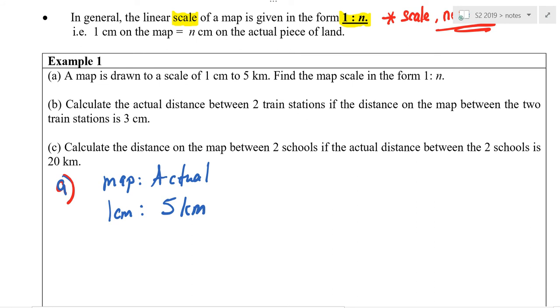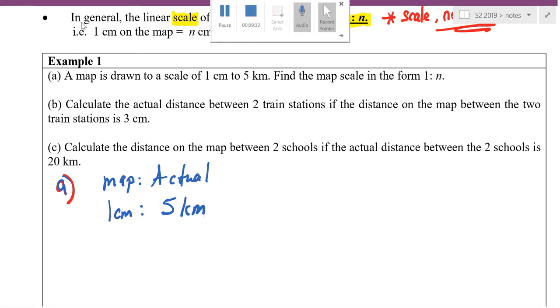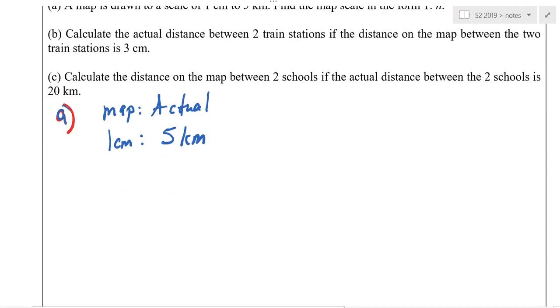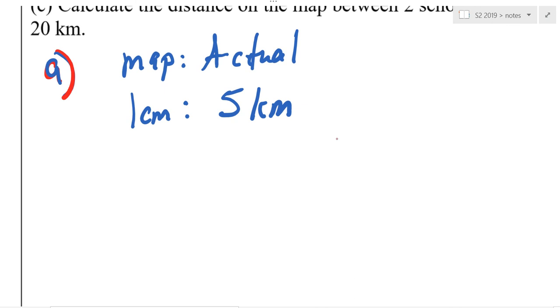Right, so start with writing map is to actual, 1 cm is to 5 km. Right, this is given. Now, what's the next thing you want to do? So I'm going to write down the thinking, the thought process. I need everything in the same what? Evelyn? If I say same unit, what must I do?